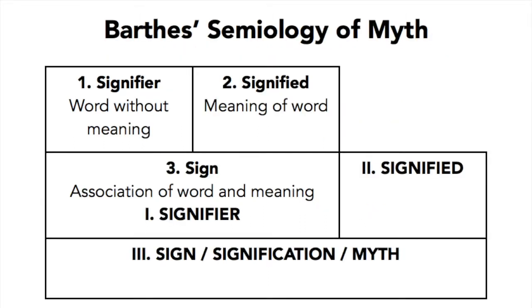Barthes takes this concept a step further to show how myths are created. He uses the original sign from the linguistic sense as a new signifier to apply additional meaning to. The additional meaning is the new signified. The new sign created from the association of signifier and signified is the myth.